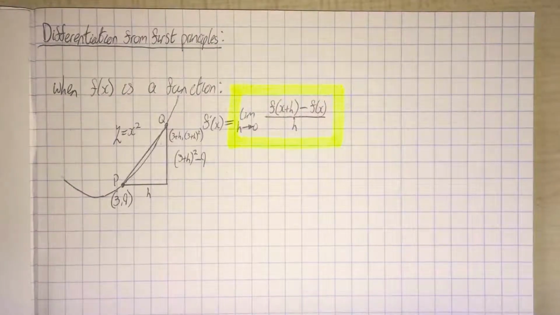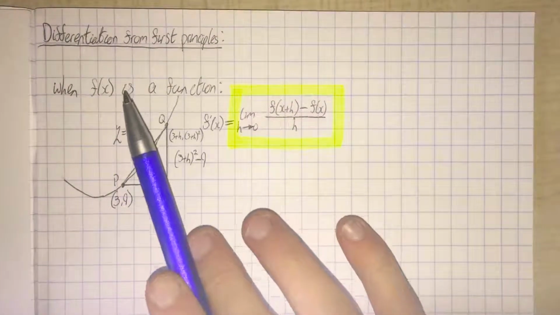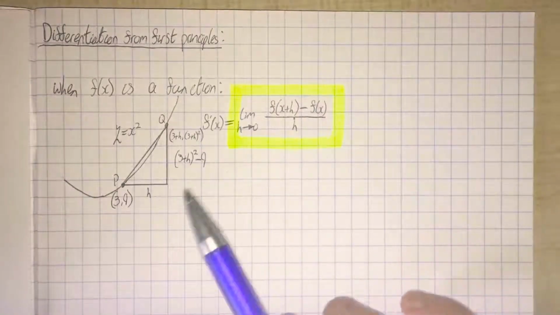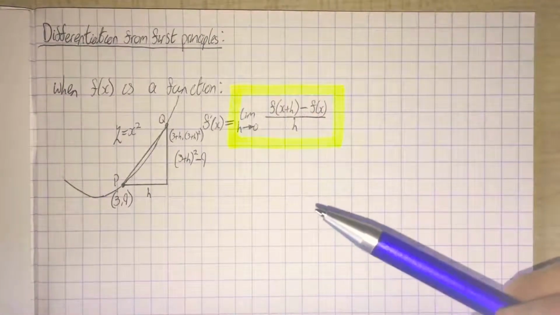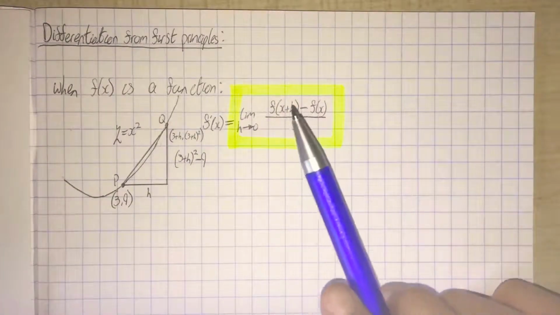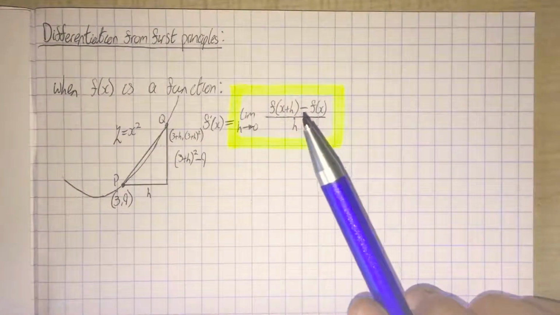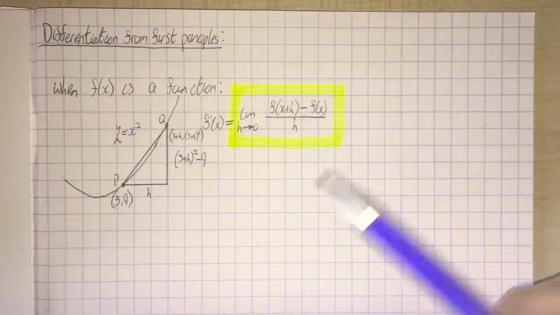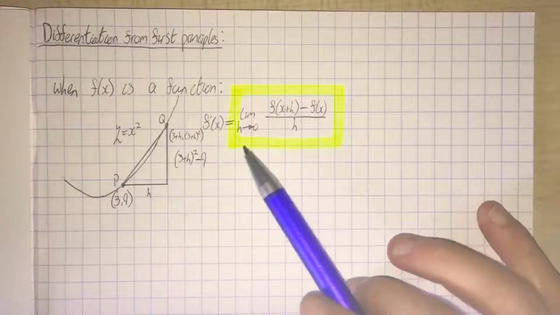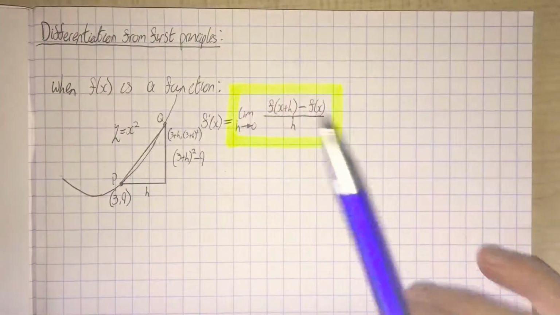Hello everybody, hopefully you're all doing okay today, and today we shall be doing a video on differentiation from first principles. Now, when f of x is a function, we have determined that f dash of x, which is the differential equation, is equal to f of x plus h minus f of x all over h. And this is, of course, with limits as h tends towards 0.